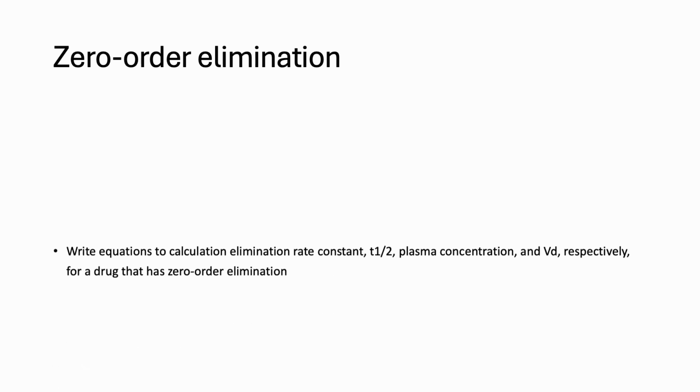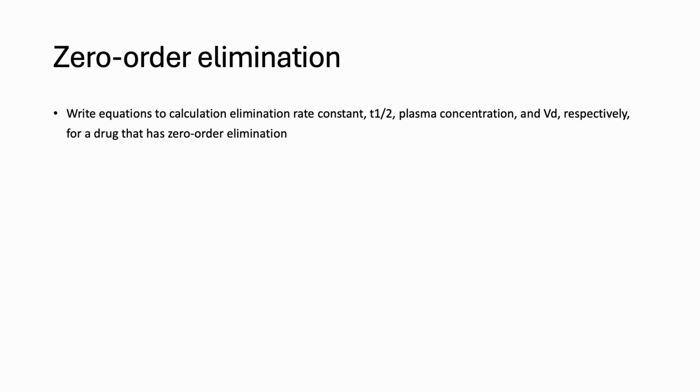For the zero order elimination, the first practice question is: write equations to calculate the elimination rate constant, half-life, plasma concentration, and volume of distribution for a drug that follows zero order elimination. So first, let's review the equation to calculate the elimination rate constant in zero order.